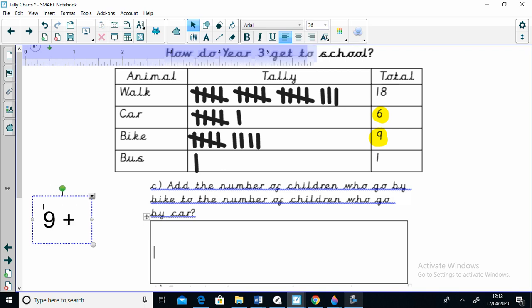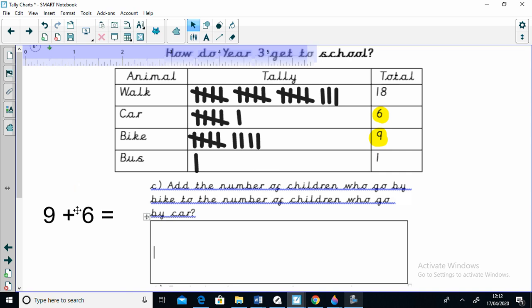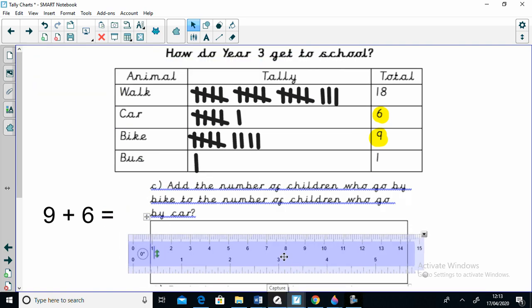9 add 6 equals. Now, for those of you who completed last week's number fluency, we focused on questions like this, addition questions where we don't have number bond knowledge yet. And the technique we looked at was bridging through 10. So I'm going to apply that bridging through 10 technique to solve this problem. I think I'm going to use a number line to help me, if I can get it in the right place.